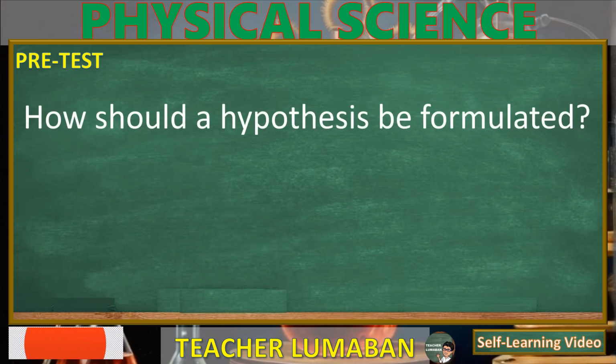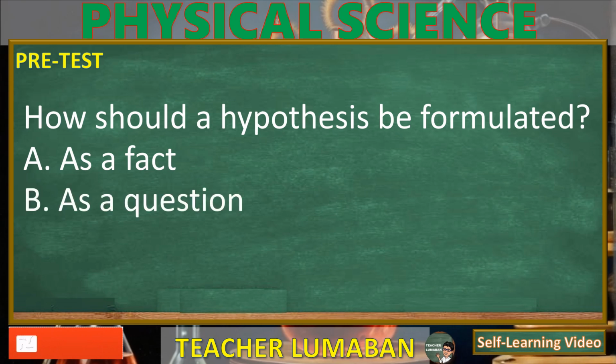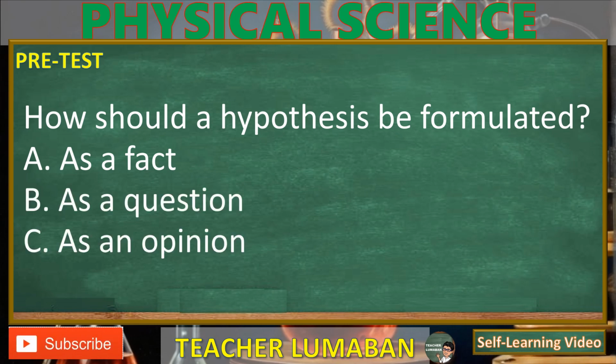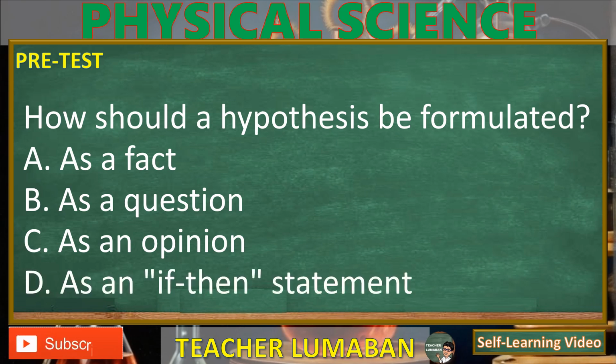How should a hypothesis be formulated? A. As a fact. B. As a question. C. As an opinion. D. As an if-then statement.